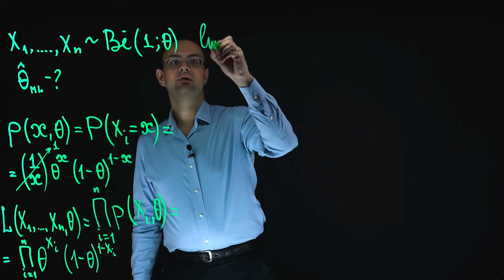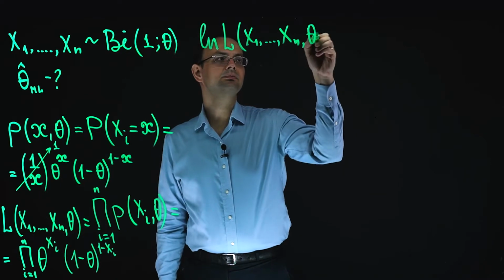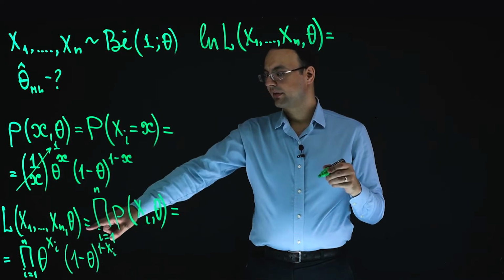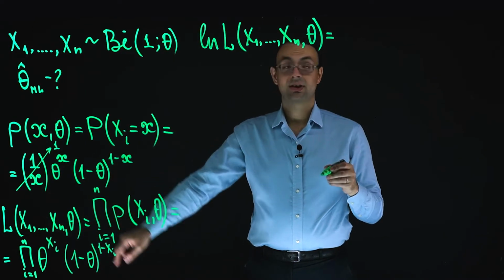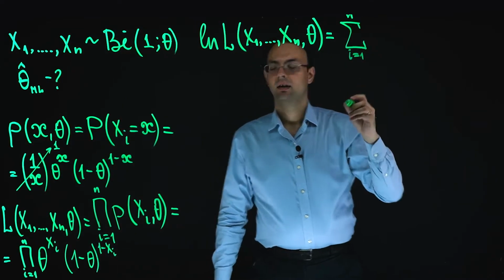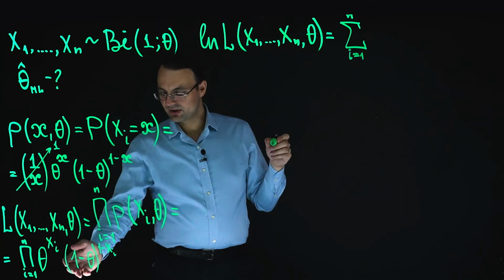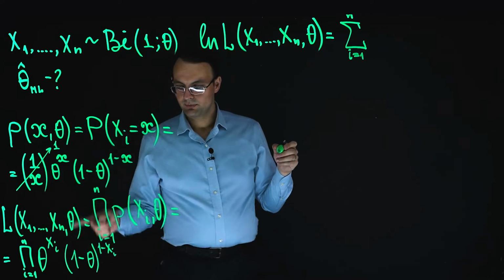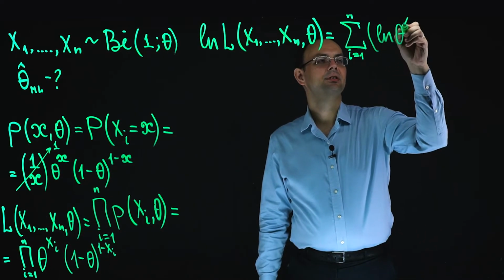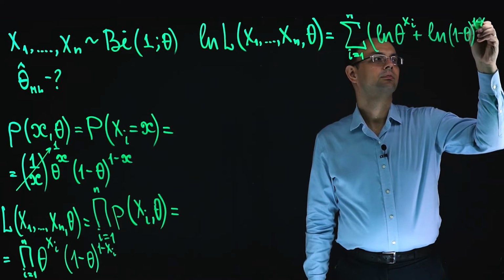So the log likelihood function is the natural logarithm of L, of the likelihood function. And if we do so, we will see that first, logarithm transforms product to a sum. So we will have sum for i from 1 to n instead of the product. And then here we also have a product, this times this. That is why we will have a sum of two logarithms: logarithm of this part plus logarithm of this part.